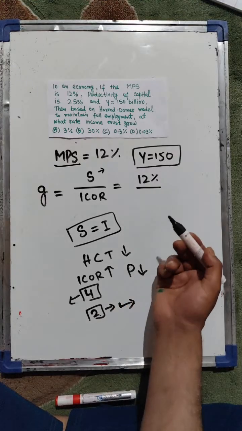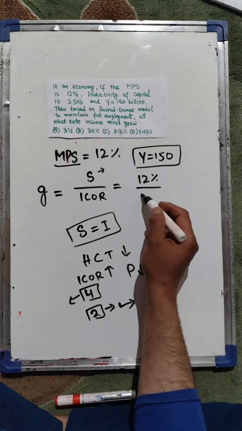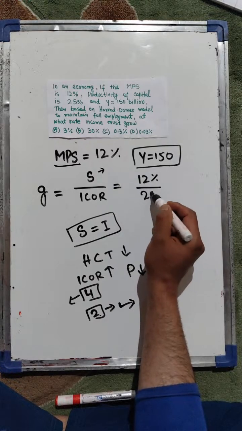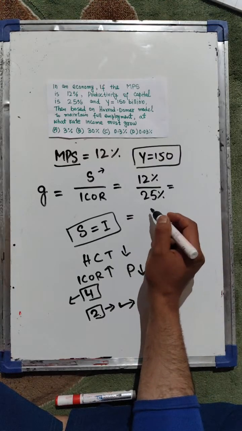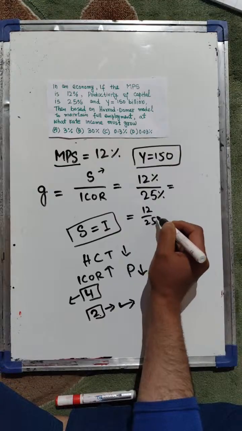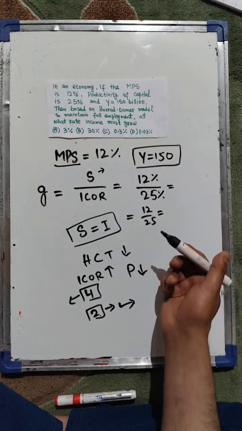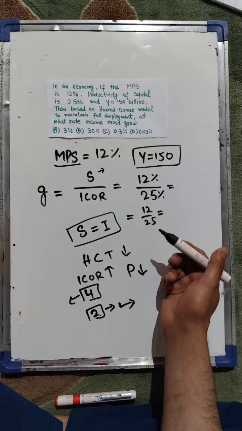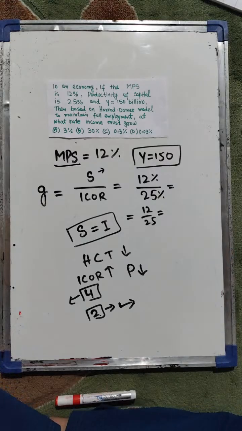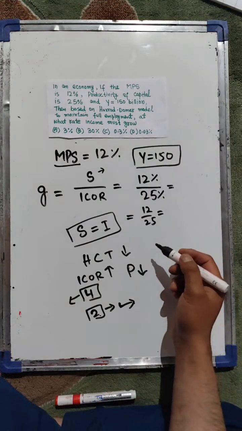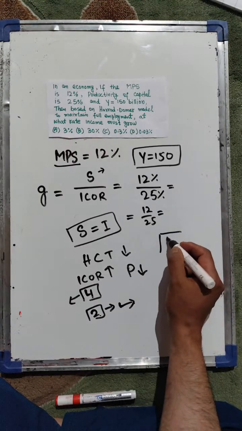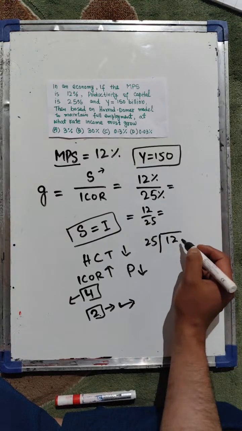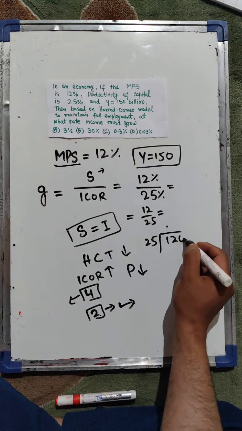Having said that, we have 12% divided by 25% here, so we have 12 divided by 25, which should be equal to, let us see, 12 divided by 25. So we have 12 here, 25 here, and here we have the point, and 0.25.